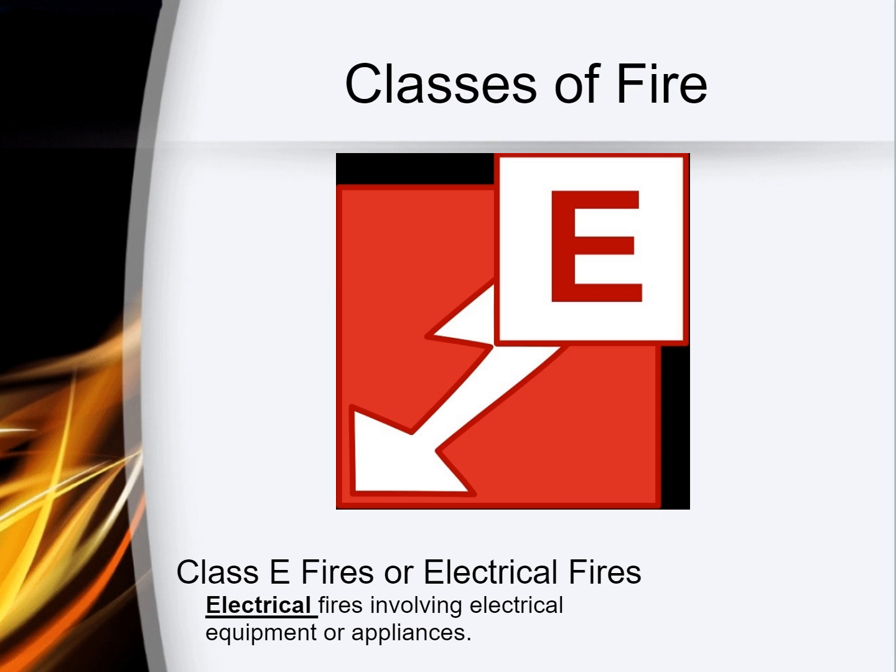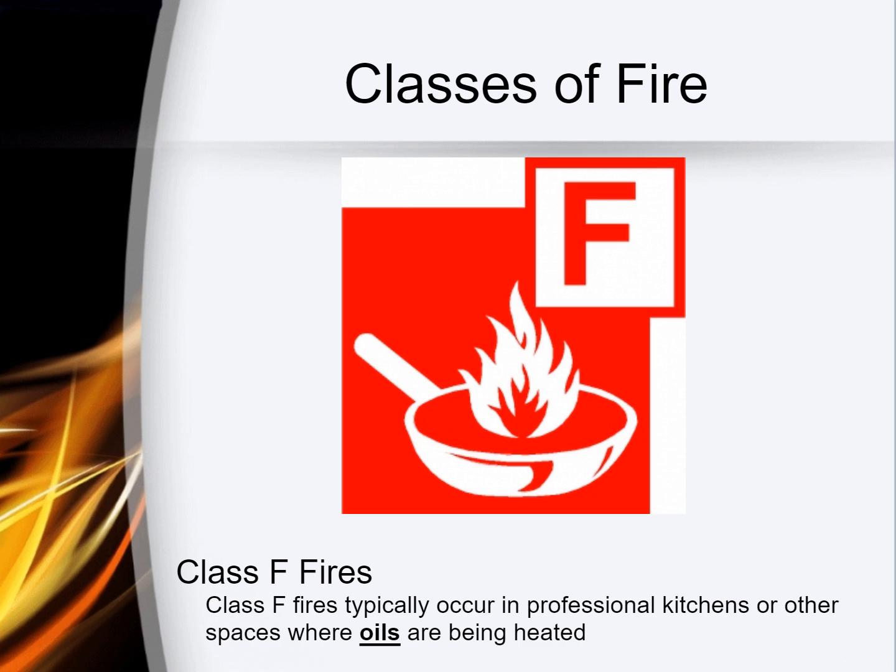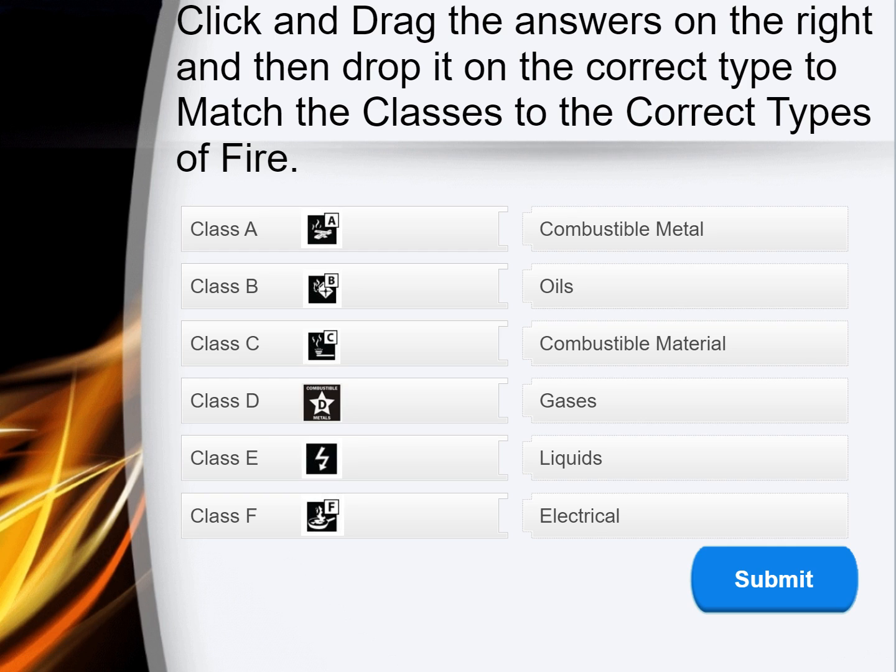Class E fires, or electrical fires, involve electrical equipment or appliances. Class F fires typically occur in professional kitchens or other spaces where oils are heated. So a little bit of a revision exercise for you. What we'd like you to do is click on the right side, drag the right side answer across to the correct class and drop it so that it joins up. Once you've done them all, click on the submit button, and if you're correct you can move on. If you're not correct, then you can do them again.